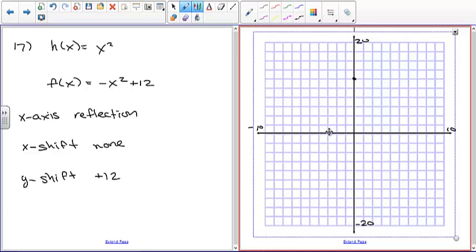And it's going to be reflected across the x-axis. So instead of going up like this, it's going to go down. And the standard function, you go over 1, down 1, over 2, down 4, and you go over 3 and down 9. And then I can use symmetry here to plot the other points. And so if you sketch this out, it looks something like that.